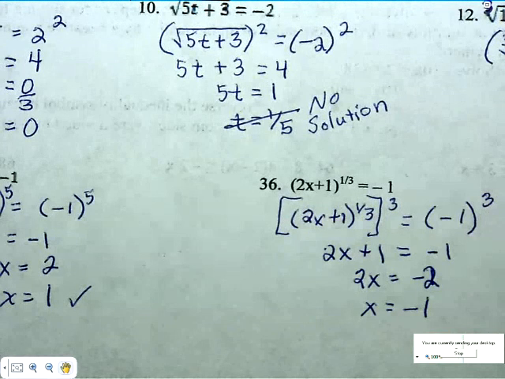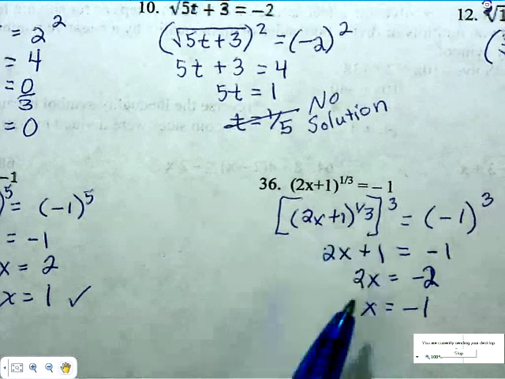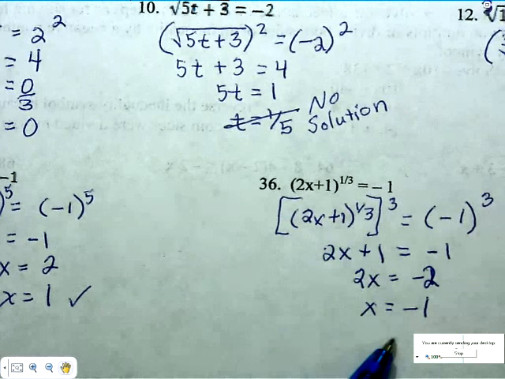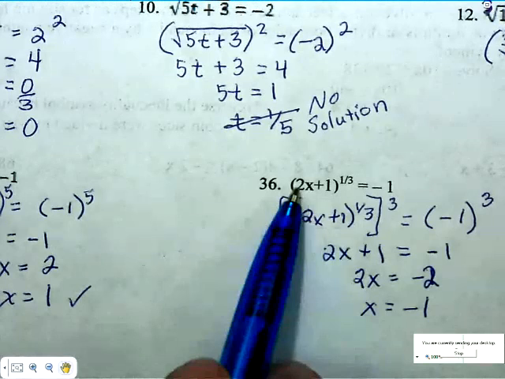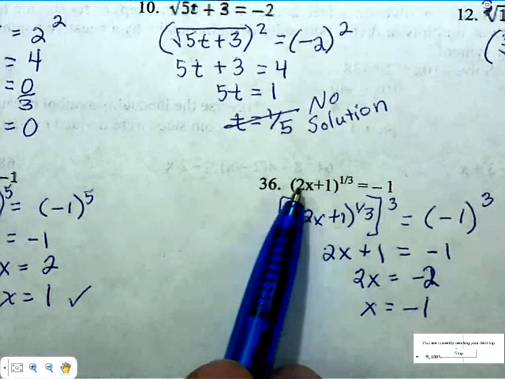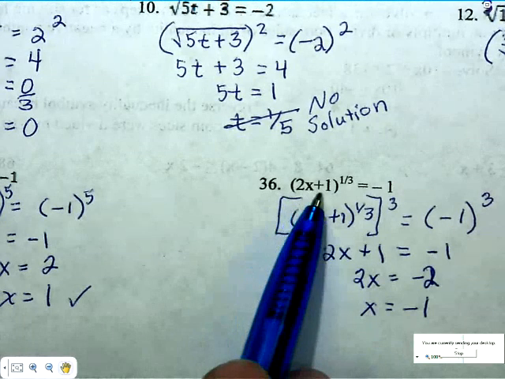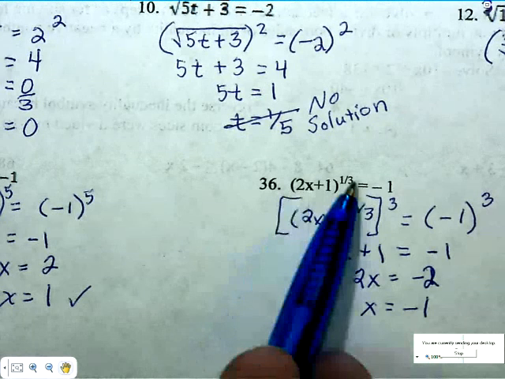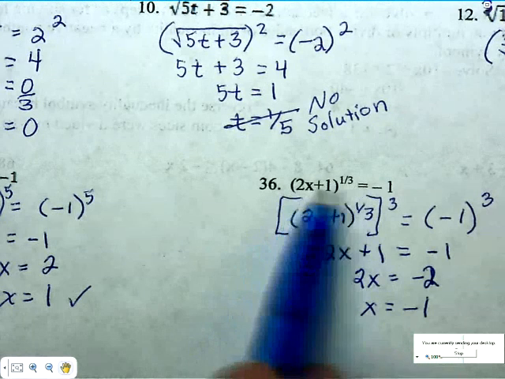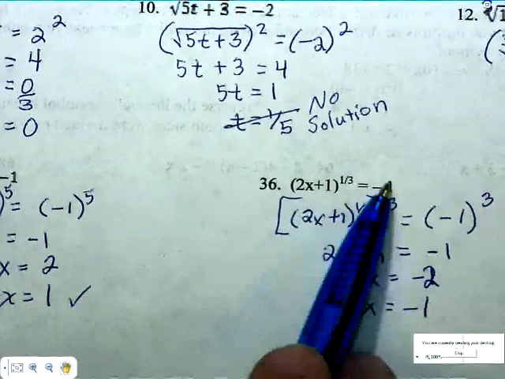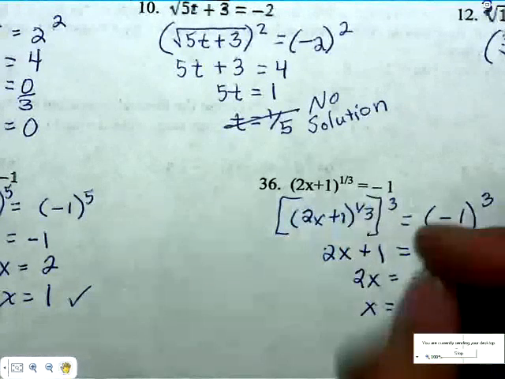Is there any possibility of that solution being extraneous? No, because this was odd root. You could still check it, and I would still check it. 2 times negative 1 is negative 2. Negative 2 plus 1 is negative 1. And then the cube root of negative 1 is negative 1. So that checks.